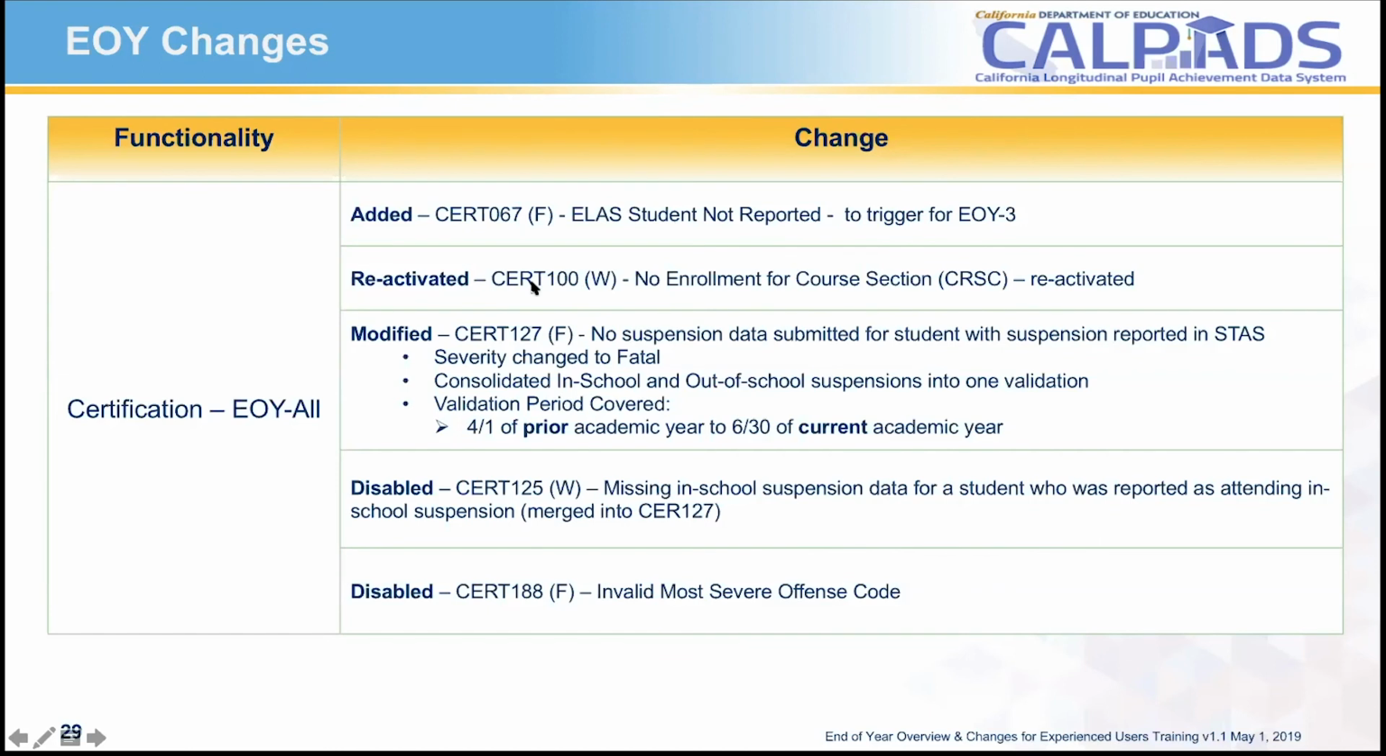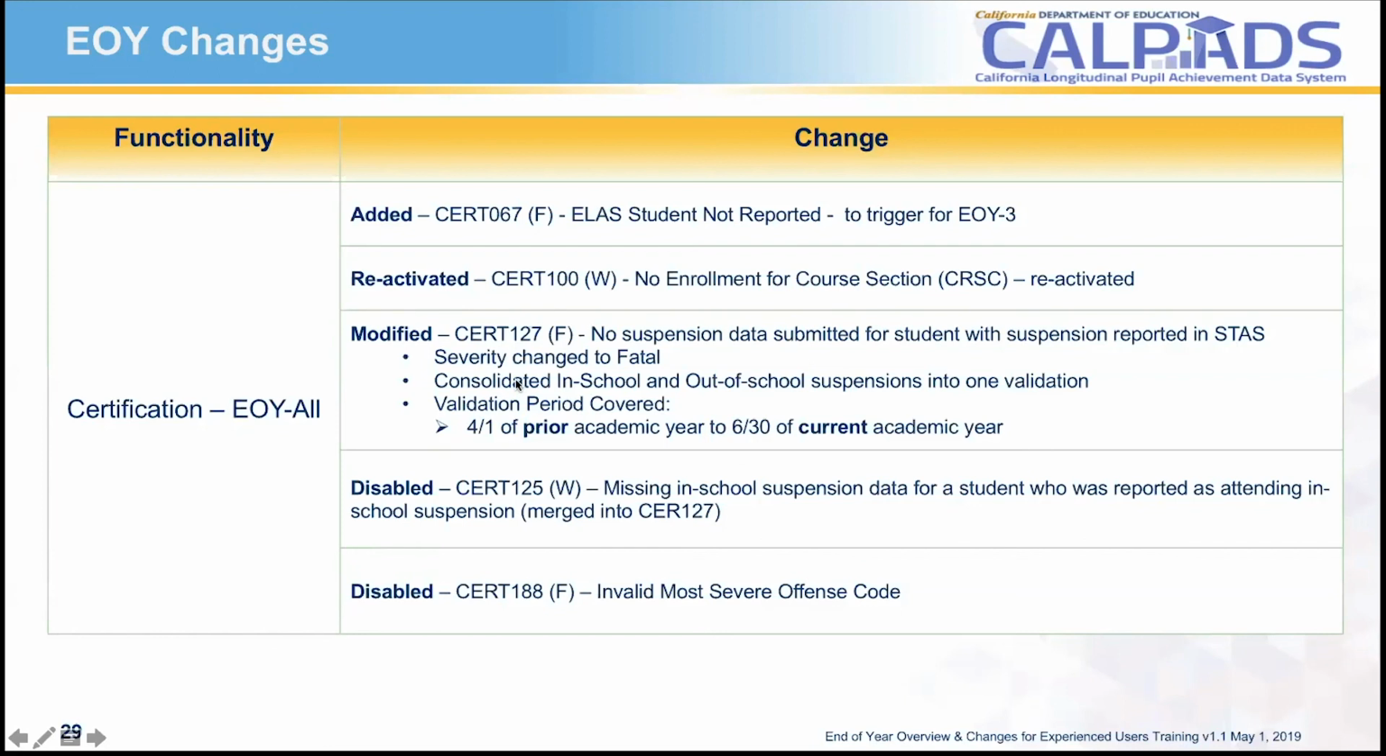Cert 100, which is a warning, it has been reactivated when there's no enrollment for a course section. You will see a Cert 100 warning, okay? So anytime you submit your course section records, make sure you also submit your student course section enrollments for those course sections. Cert 127 has been modified. The severity changed from a warning to a fatal, and it was also consolidated with Cert 125, as a result of which it has been retired.